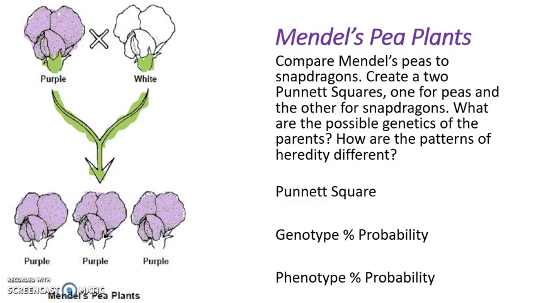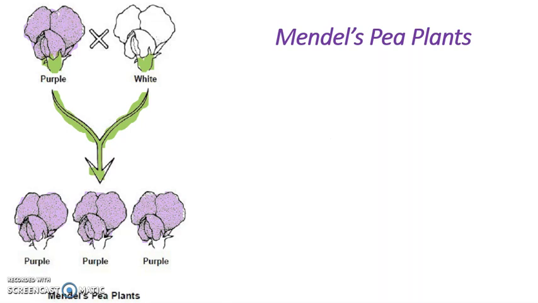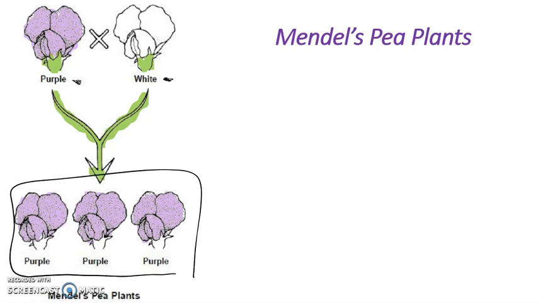Let's take a look at Mendel's peas, and this is going to show complete dominance. With this setup, you can see we're crossing a purple flowered pea plant versus a white flowered pea plant, and all of the offspring are purple in the F1 generation. So, a Punnett Square might look something like this.